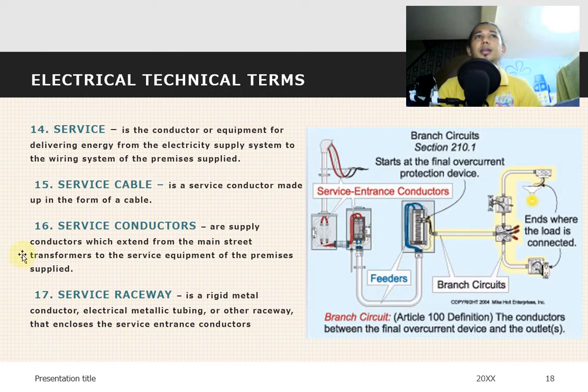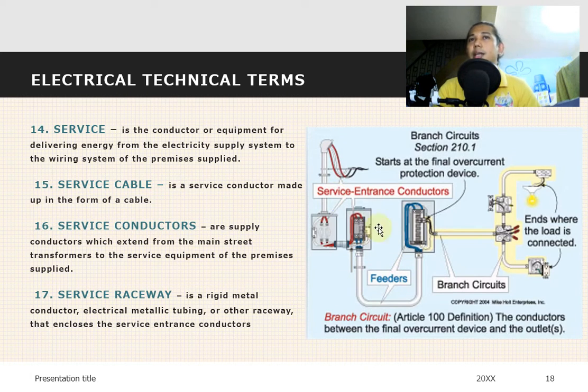We have also, in electrical terms, the service. Service is from the pole, a conductor and equipment for delivering energy from the electricity supply system to the wiring system of the premises supplied, to our premises. And then we have the service cable, which connects from the service to our feeders. And service conductors are made up in the form of a cable. Service conductors are supplied which extend from the street main or transformer to the service equipment of the premises supplied. From the transformer, from the pole, going to us. So those are the conductors.